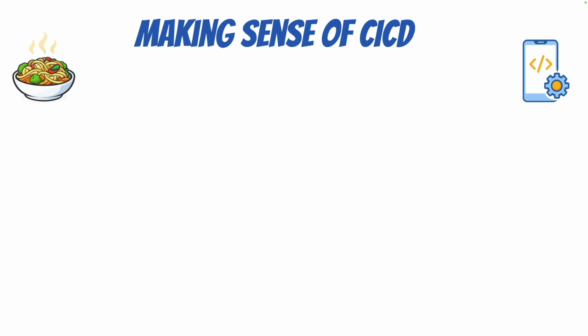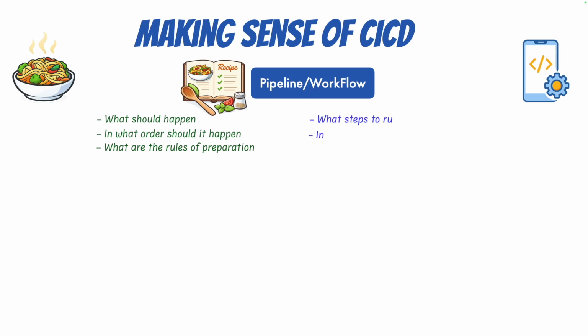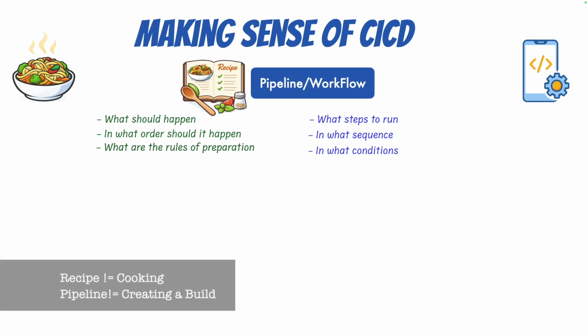You can think of a pipeline or a workflow as a recipe. What does a recipe define? It contains what should happen in what order and what are the rules of preparing a dish. In a very similar way, a CI/CD pipeline also defines what steps to run, in what sequence, and under what conditions. Just like a recipe, the pipeline does not cook anything by itself. It only describes how the cooking should happen.